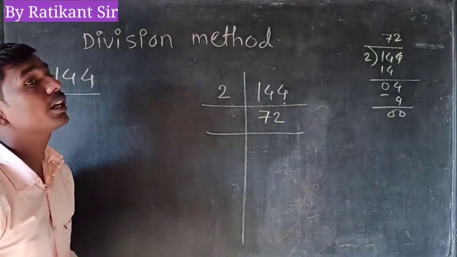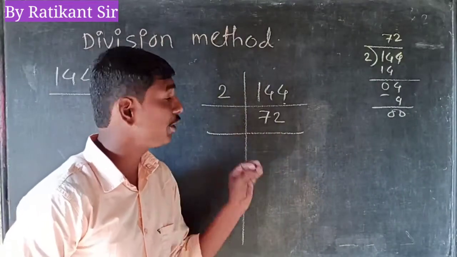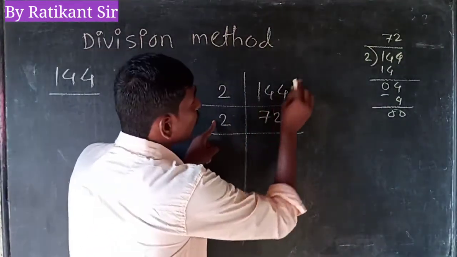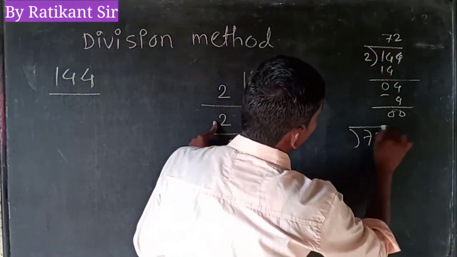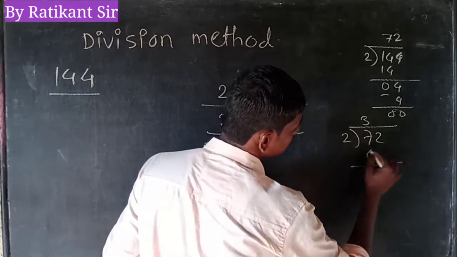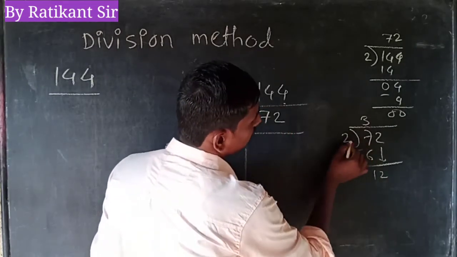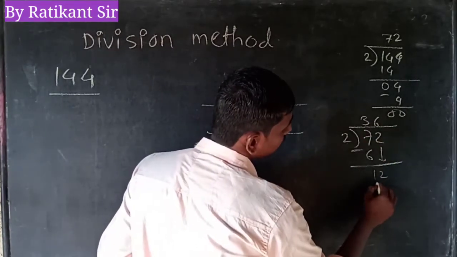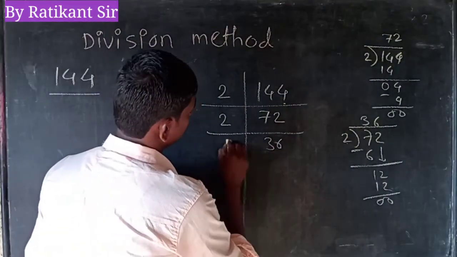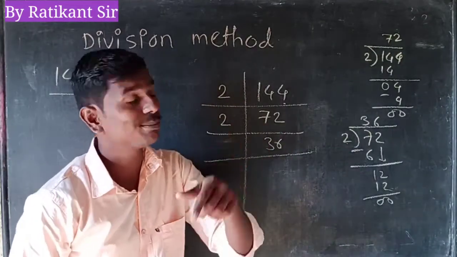This 72 can be divisible by 2 again. This 72 is divisible by 2. So again we have to write here 2. Now 72 divided by 2: 2 1s are 2, 2 3s are 6. Now 1 is there, then this 2 will be here. Then 2 6s are 12. It means that the remainder is 0. So 36 is there. Again I can say this 36 is again divisible by 2.